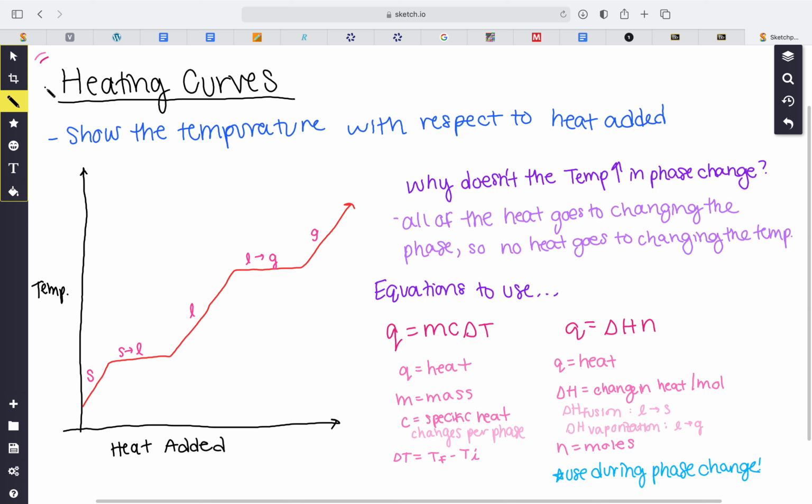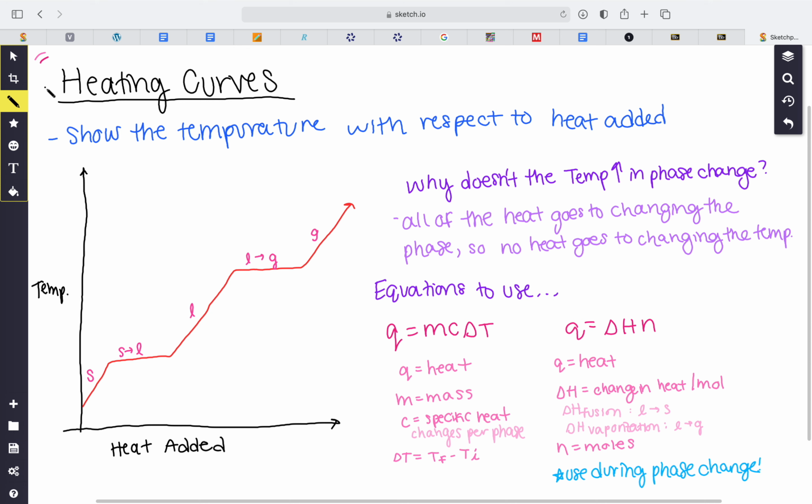Hello everyone, in this video I'm going to be going over heating curves. The practice questions might be a little bit tougher because we have to deal with multiple different equations and decide when to use them, and we're also going to be using Google a lot. The reason is that we need to find the specific heat and the heat of fusion and vaporization of different chemicals.